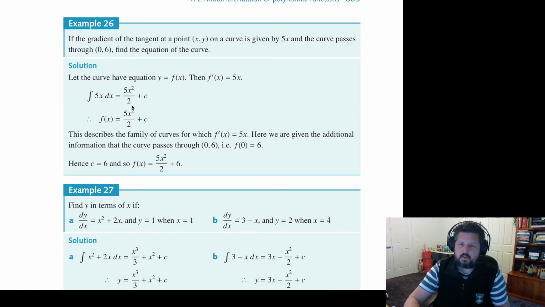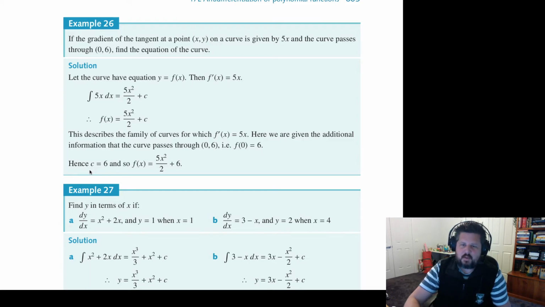Now, once we've got the original function, we've got some additional information that says that the curve passes through the point 0, 6, which is another way of saying when you substitute 0 into the function, it comes out to being equal to 6. So we've got this function here. If we plug 0 into here and we make it equal to 6 and you rearrange things, you will find out that c is equal to 6.